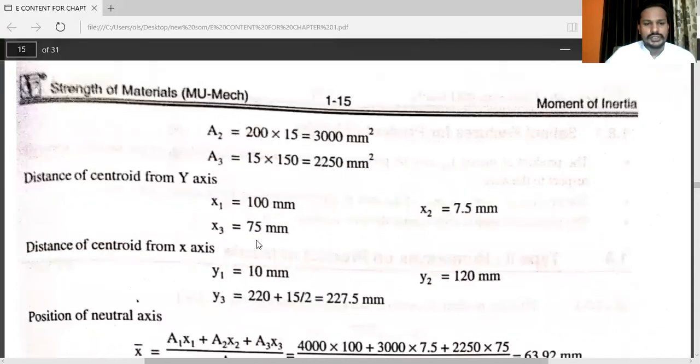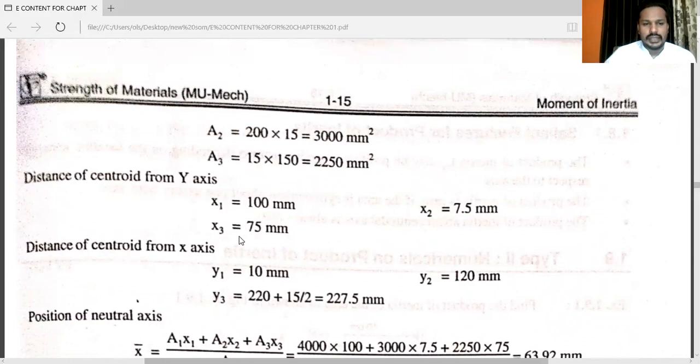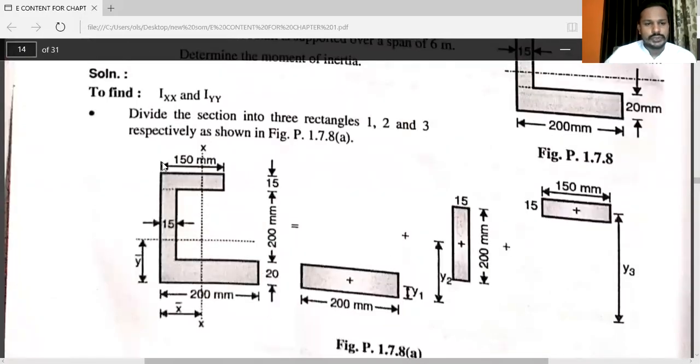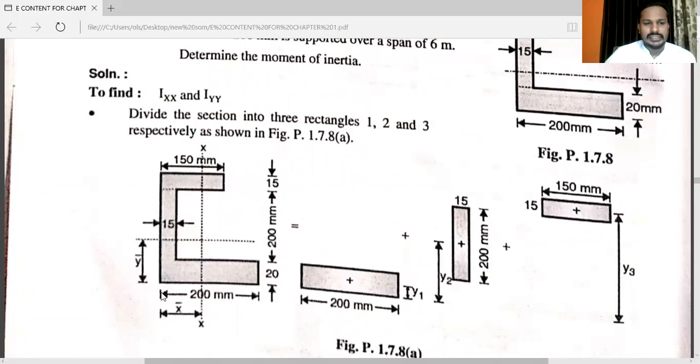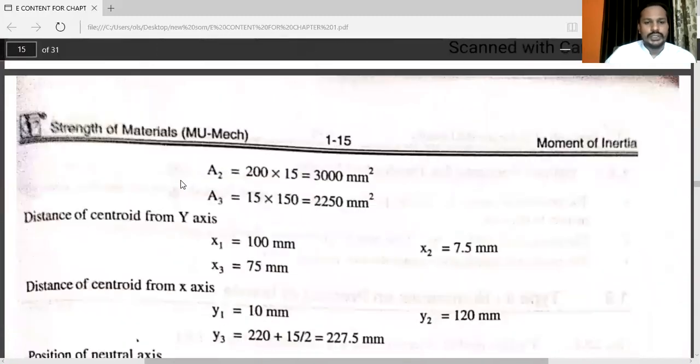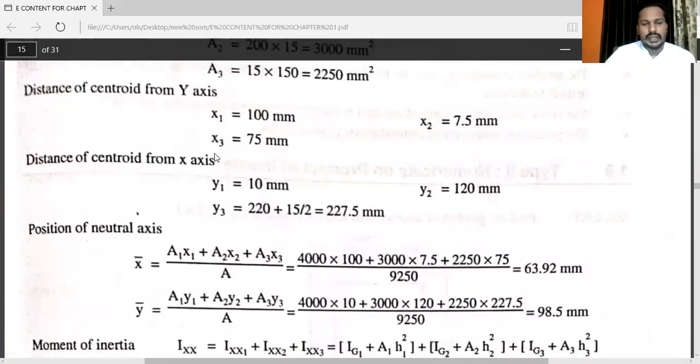So the distances from y-axis, that is x1, x2 and x3, are 100 mm, 7.5 mm and 75. X1 is equal to 100, x2 is equal to 7.5, x3 is equal to 75. Again, here I am explaining you. This one is the vertical axis. For first rectangle, the distance from vertical axis is x1. Distance from vertical axis is x2. And distance from the vertical axis for third rectangle is x3. So here distances are x1, x2 and x3.